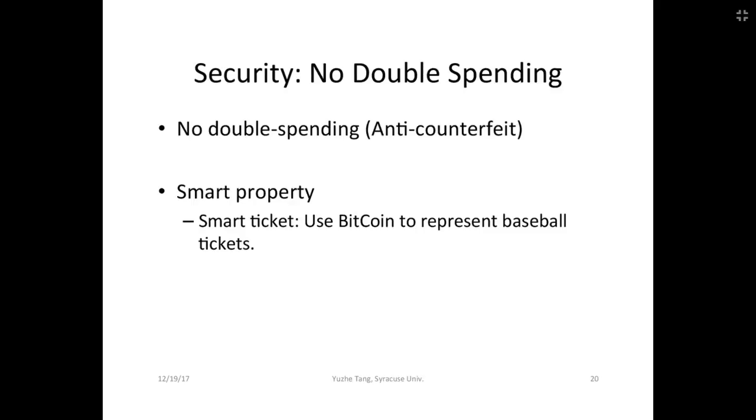And this property can be used to build what is called smart property. As a quick example, you can use Bitcoin to build a smart ticket. And here, the smart ticket is smart in the sense that it is coupled to the Bitcoin. In real life, let me use an example. If you go to Yankee Stadium to purchase some tickets in the box office, what they give you is a physical copy of paper that represents the tickets, right? And then you use the tickets to get admitted and sit somewhere during the game.